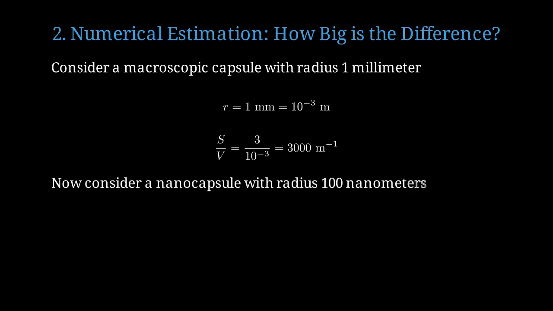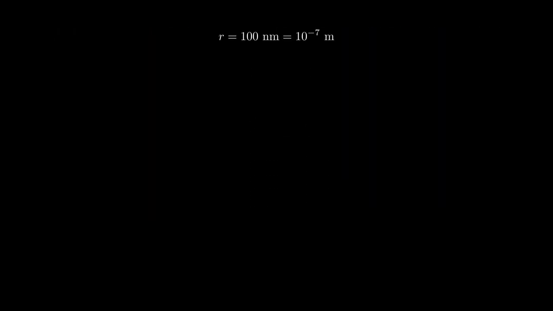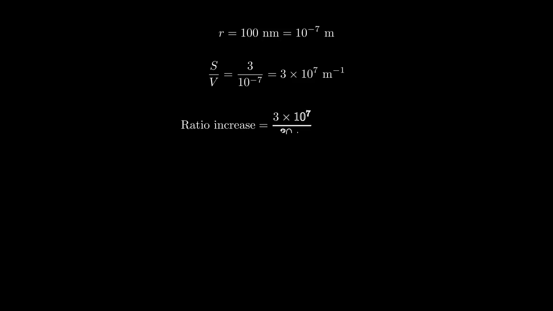Now let's consider a nanocapsule with radius 100 nanometers, which is typical for drug delivery systems. That's 100 nanometers, or 10 to the minus 7 meters. The surface-to-volume ratio is now 3 times 10 to the 7 per meter. That's 30 million per meter. The ratio has increased by a factor of 10,000. This means surface effects are 10,000 times more important in the nanocapsule.